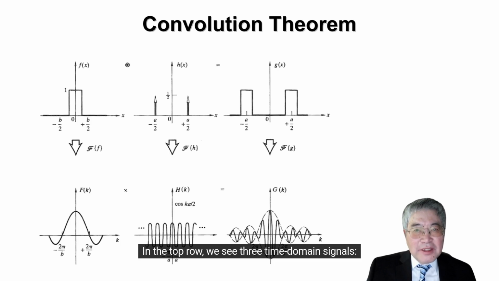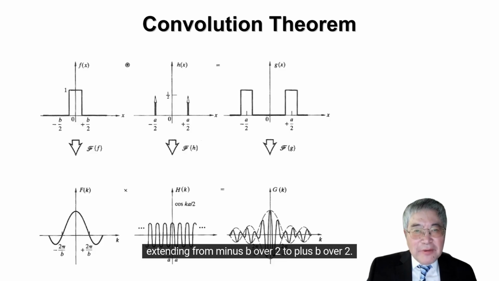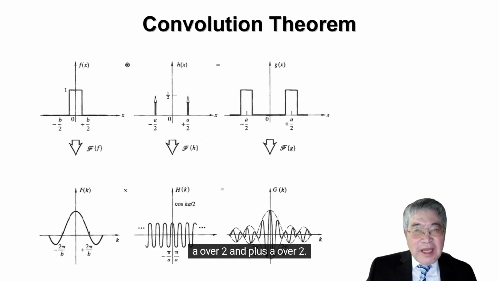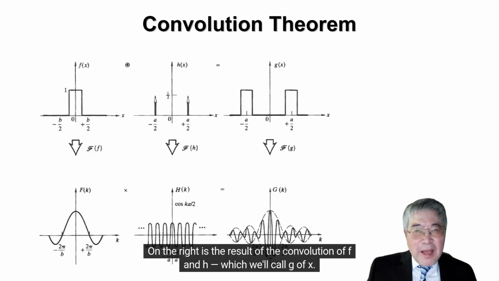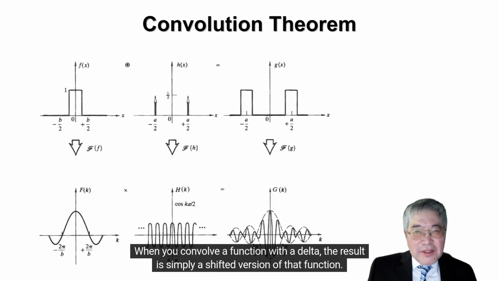In the top row, we see 3 time domain signals. On the left is f of x, a simple rectangular function, also known as a gate function, centered at 0 and extending from minus b over 2 to plus b over 2. In the middle is h of x, which consists of 2 delta functions, located symmetrically around 0 at minus a over 2 and plus a over 2. On the right is the result of the convolution of f and h, which we'll call g of x.